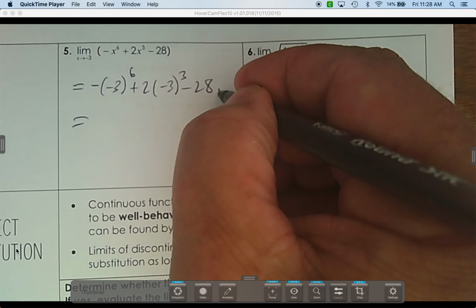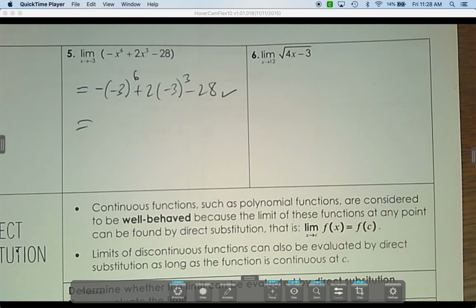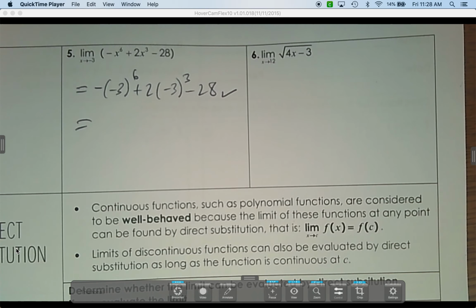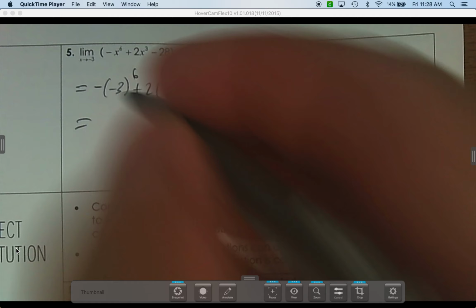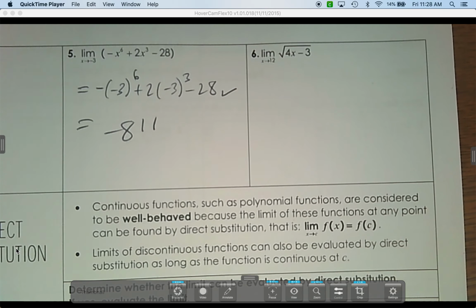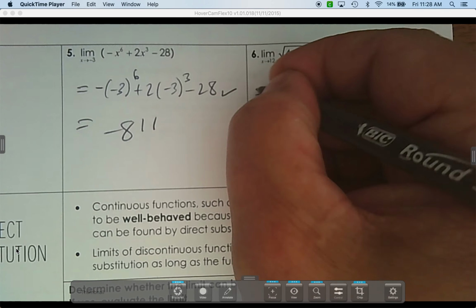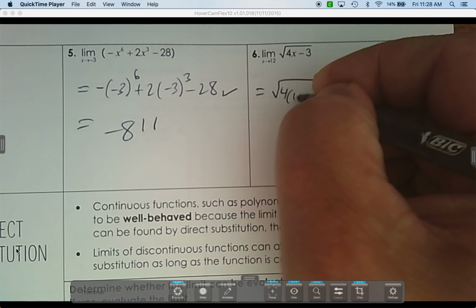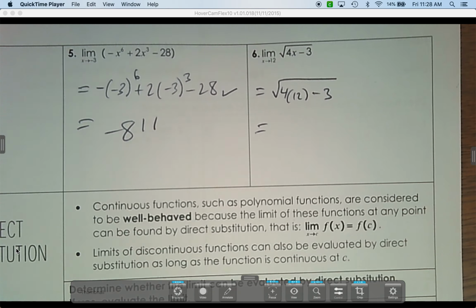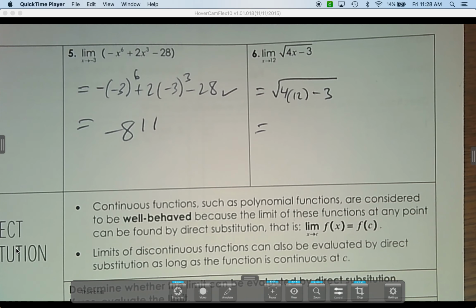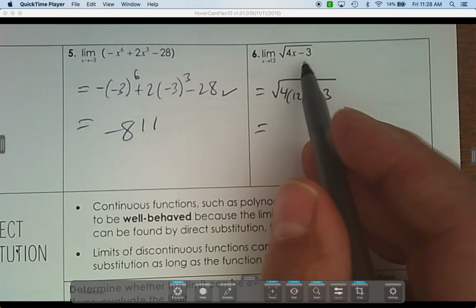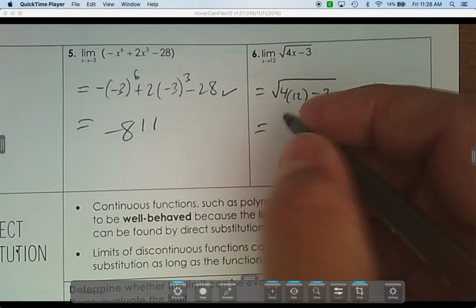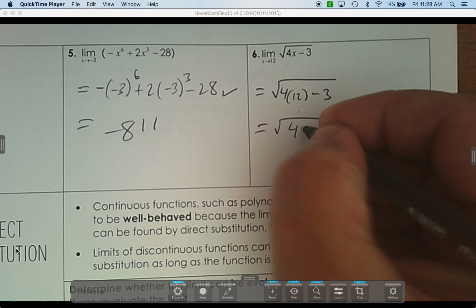All right, that is a great answer. If you feel like simplifying that, the answer would be what? -811. Not necessary. Last one there. Substitution question. So what is it approaching? Knowing that a limit at its most basic is a substitution question. That is square root of 48, take away 3. And that's a great answer.